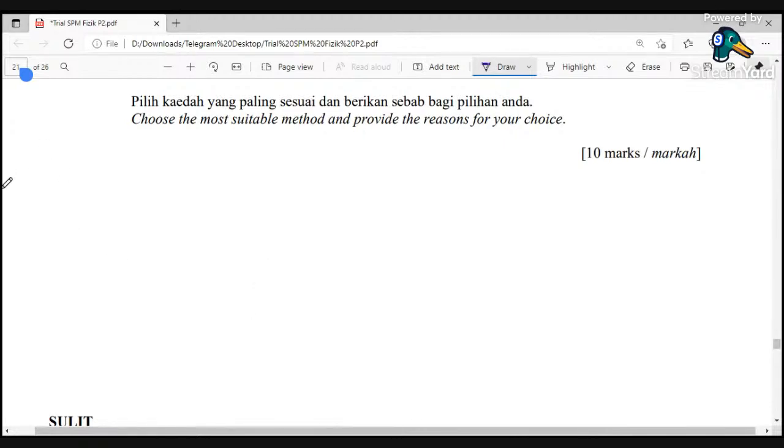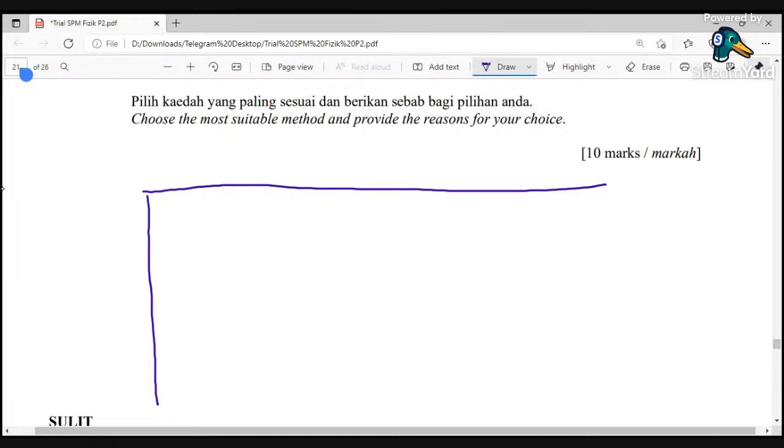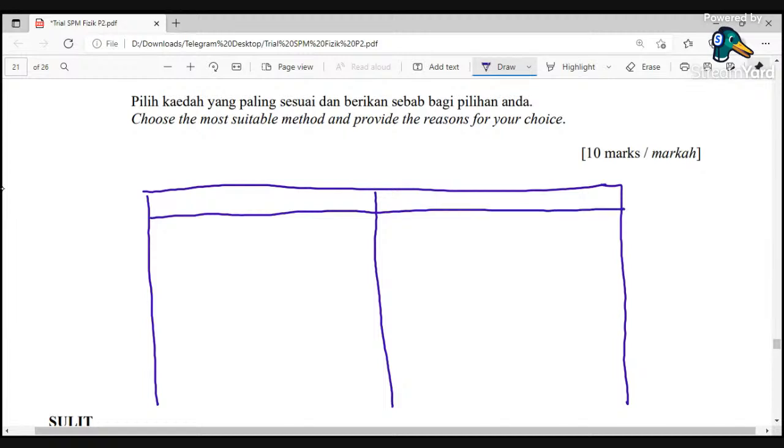So this one, as usual, use table method to answer. Use a ruler to draw, because I don't have a ruler here, so it's not very neat. Okay. We have two columns. The first one is characteristic. Reasons. Okay.